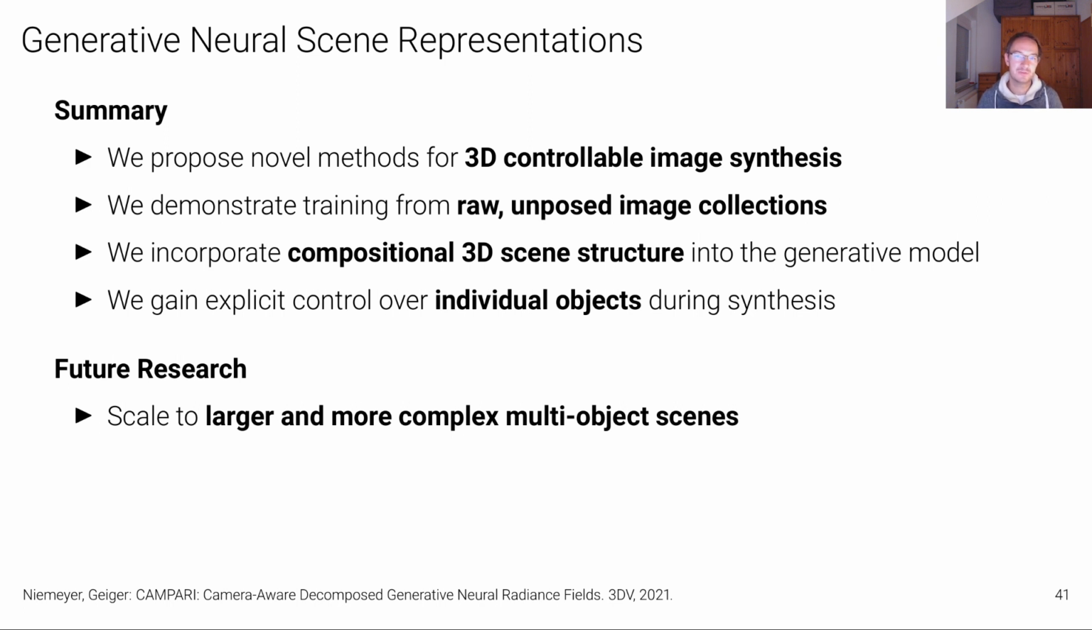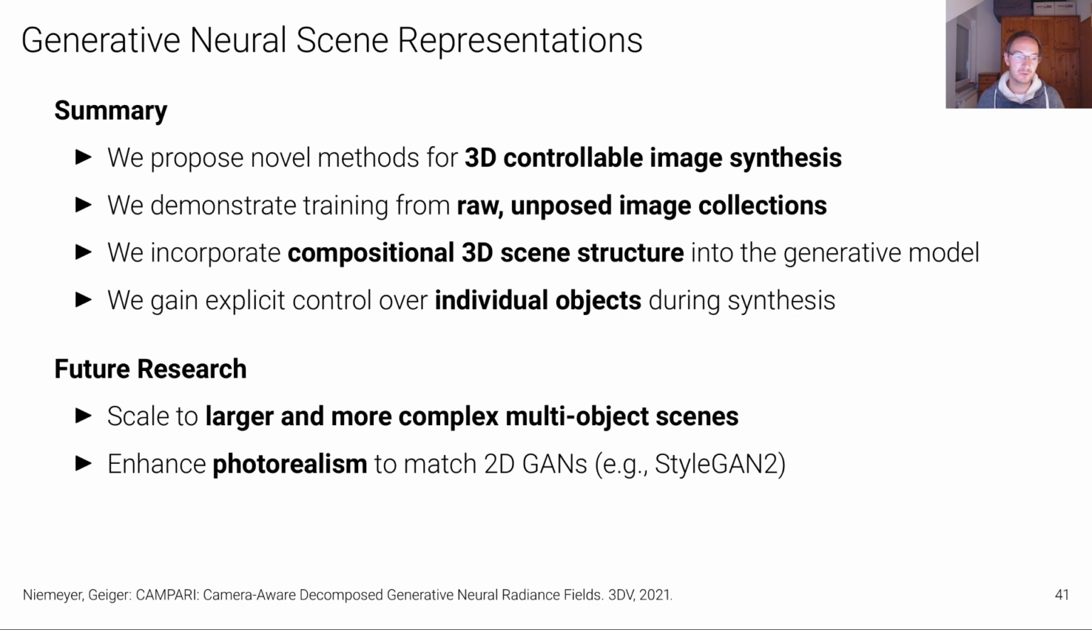In future research, what I believe will be important is to scale these models to larger and more complex multi-object scenes. While we are already able to handle some level of complexity in the results that I've shown you, we are far from handling the complexities of random images in the real world. Also, we believe it's important to enhance photorealism. There's still quite a significant gap from our models to, for example, 2D GAN outputs like StyleGAN 2. And I believe we will be able to see methods in the near future that are able to close this gap. And then, of course, we want to also disentangle other quantities, for example, quantities that concern physical light transport, such as lighting, materials, and so forth.